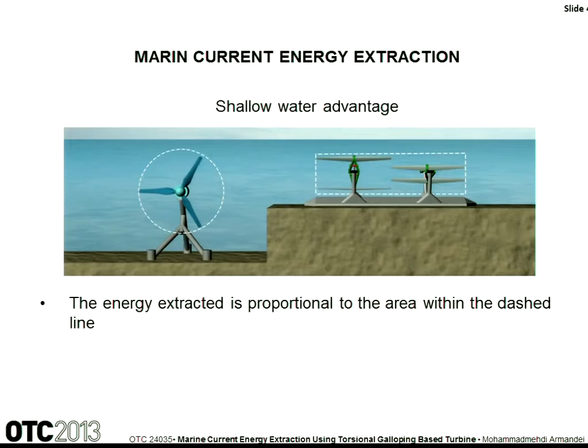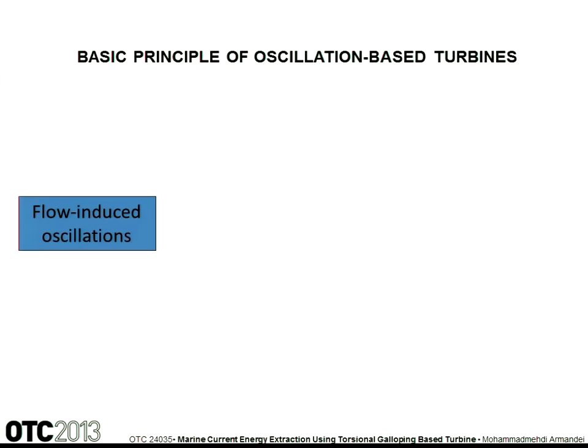As you see here in this picture, the oscillation-based turbine on the right can extract the same amount of energy from the current compared to the horizontal axis rotation-based turbine on the left, even in less depth. So this is called the shallow water advantage of the usage of oscillation-based turbines.